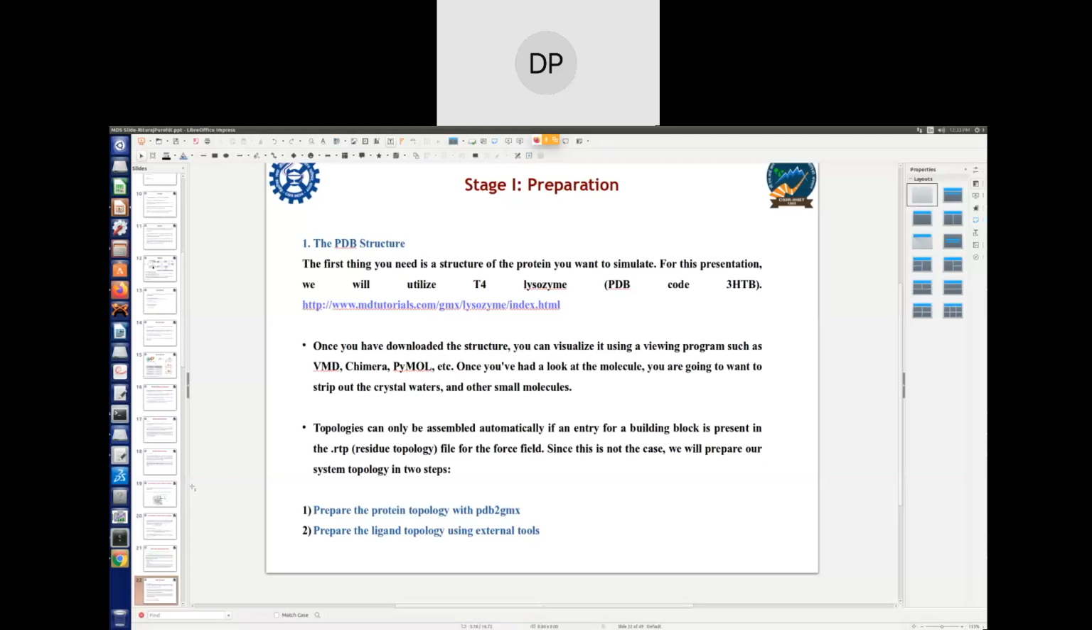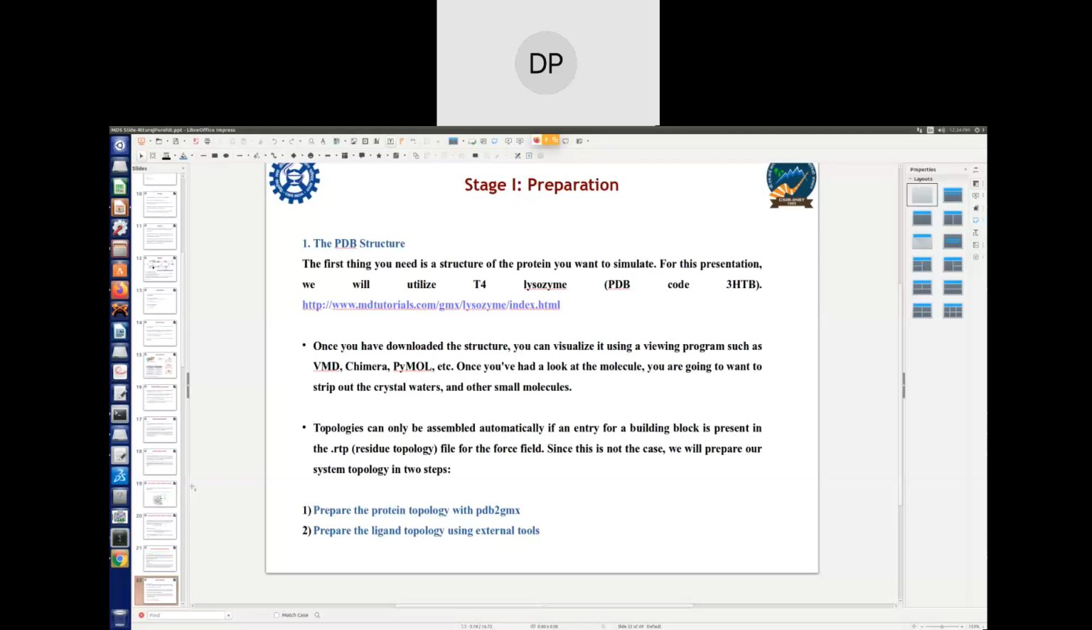Once you have downloaded the structure, you can visualize it with different visualizers like VMD, Chimera, PyMol. Once we have looked at the molecule, you are going to want to strip out the crystal water and other molecules, because they are not necessary. Topology can only be assembled automatically if an entry for a building block is present in the RTP file. So again, this is a limitation. You should have the RTP. In general, all kinds of RTP are available with the software.